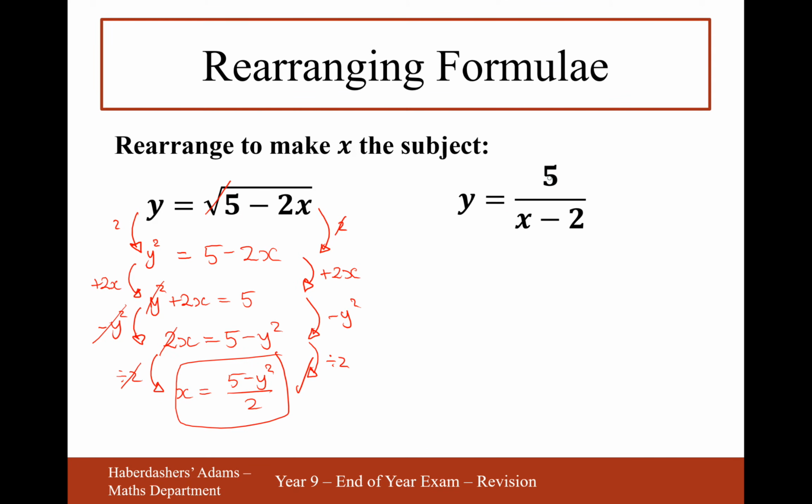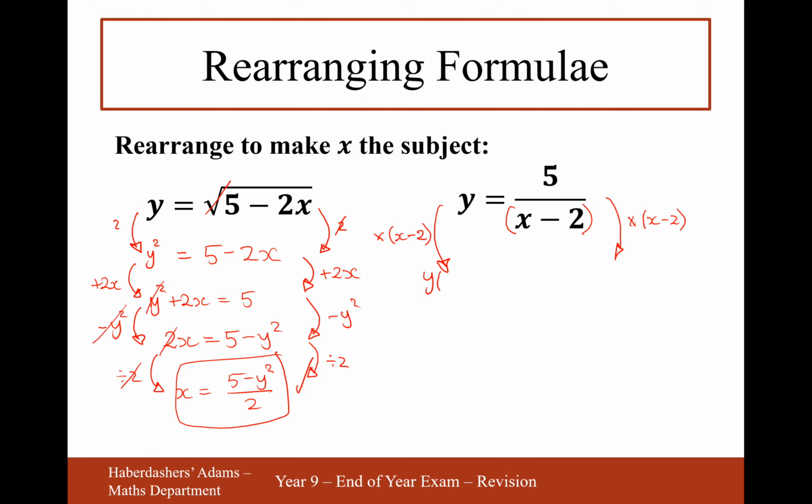In this question, we've got 5 divided by all of x minus 2. So how do I rearrange this? Well, if you want to undo divide by x minus 2, how do you do it? If you're dividing by x minus 2, then the opposite of that is to times by x minus 2. So that's what I'm going to do. I'm going to put x minus 2 in brackets and then multiply it to both sides.